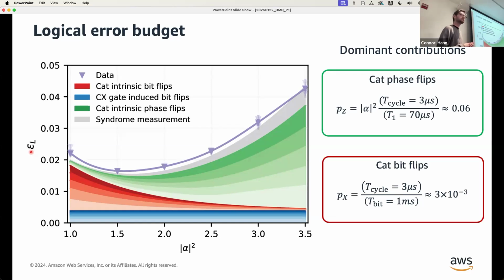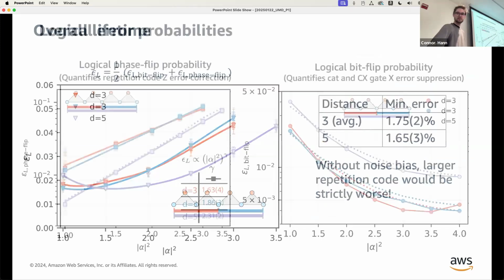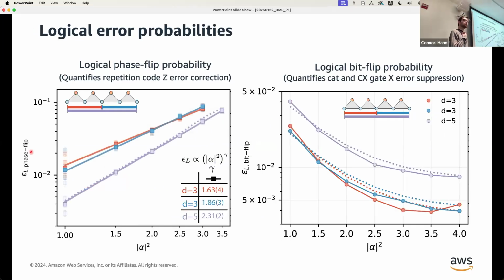Let me ask a follow-up question here. In the previous slide, you had a slight increase from distance to distance, and there are two different behaviors. Like the bit flip and the phase flip that you have, one is going down with distance, but the other one is going up. You expect the total to go down with distance?